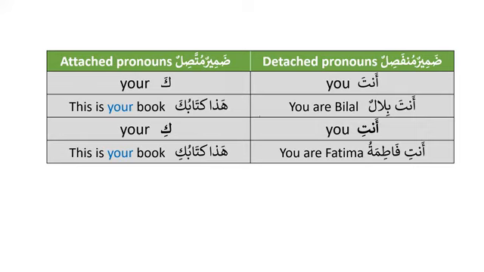So the only difference that we can see over here is just the vowel sign. Here we have fatha, and this is for the second person masculine singular, and here when we have kasra, it is also used for the second person, but for the feminine singular. In English we only have you, but in Arabic we have anta and we have anti, so the meaning will be the same, you.